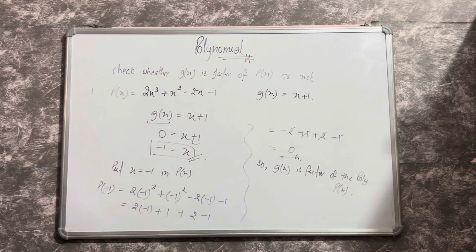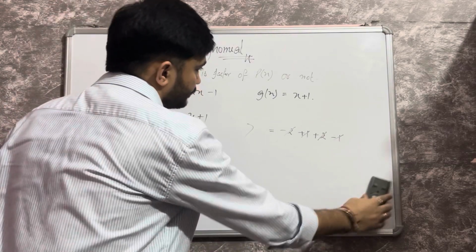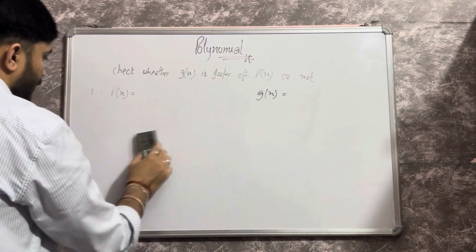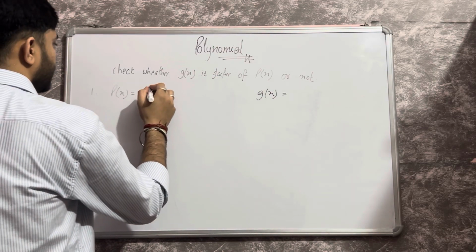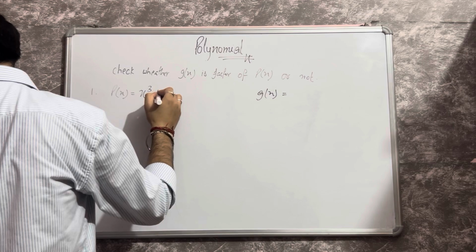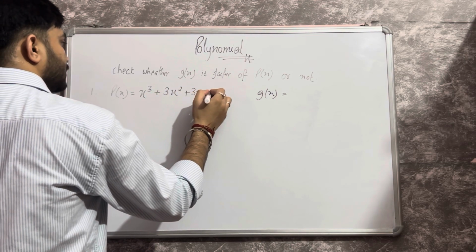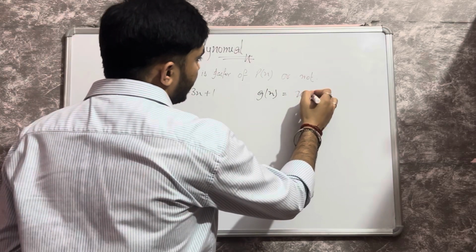Now let us solve one more example based on this. That is, what if our p of x is x cube plus 3x square plus 3x plus 1 and g of x is x plus 2.